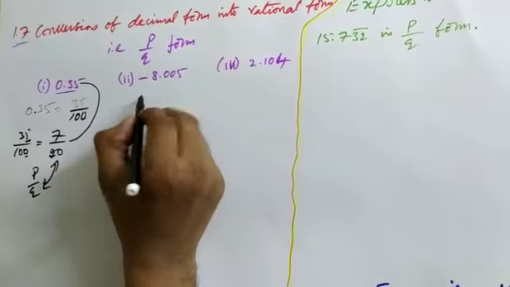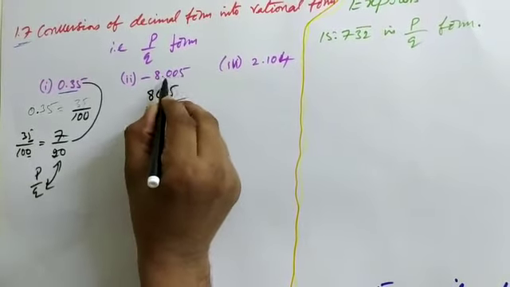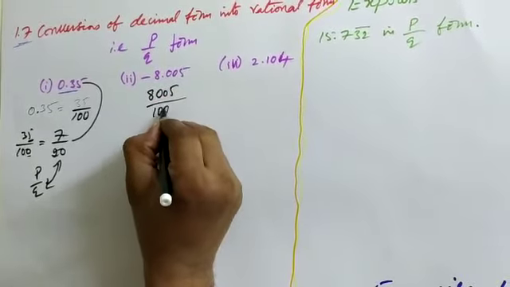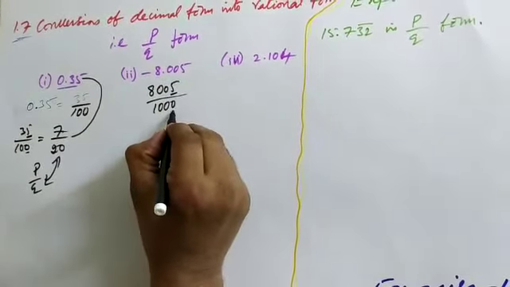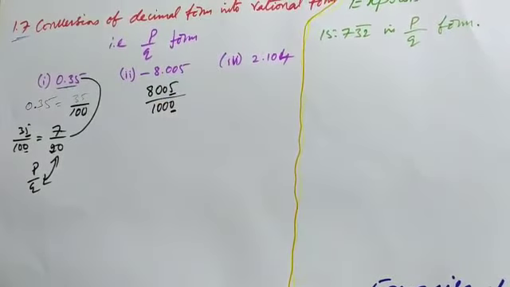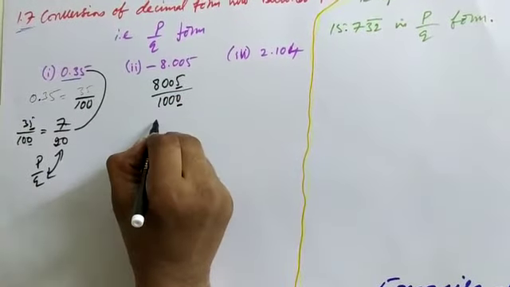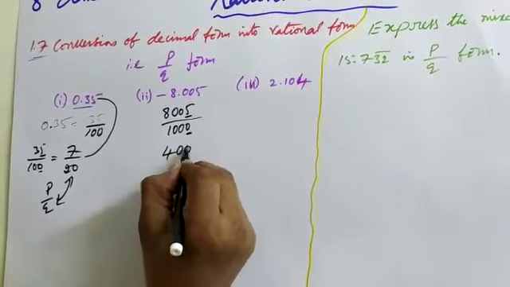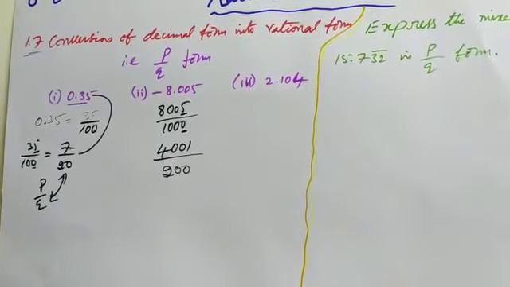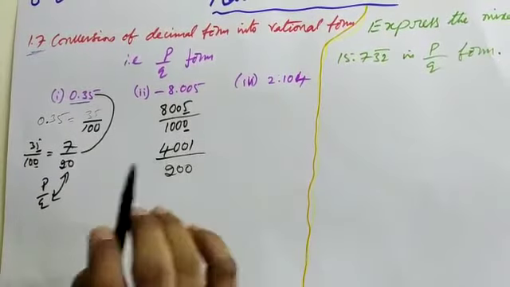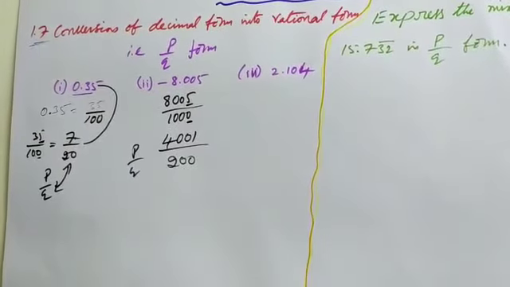8.005. What is the meaning of minus 8.005? That means 8005 divided by, after the point how many digits? 3 digits, that means 1000. Like the same, the unit digit place is 5, and in the denominator the unit digit place is 0. Both numerator and denominator are divisible by 5. 5 times 1601, 5 times 200. This is an odd number, this is an even number, no cancellation. This is final, in P by Q form.